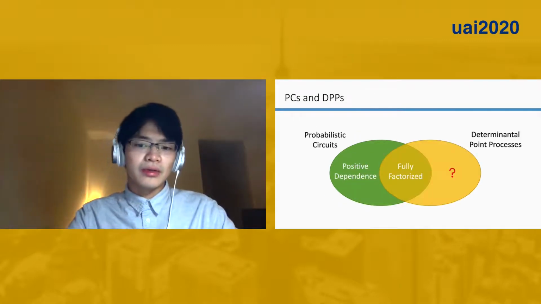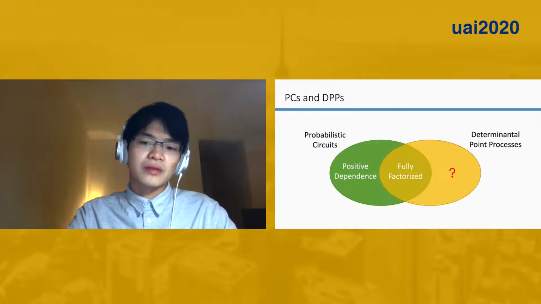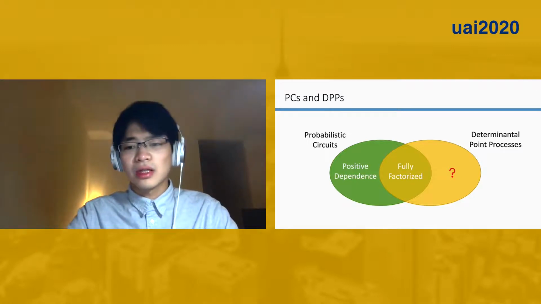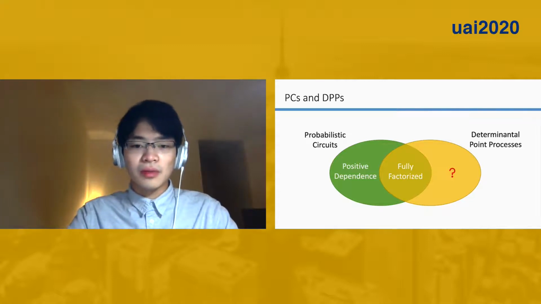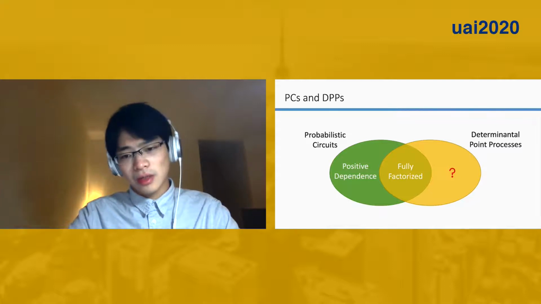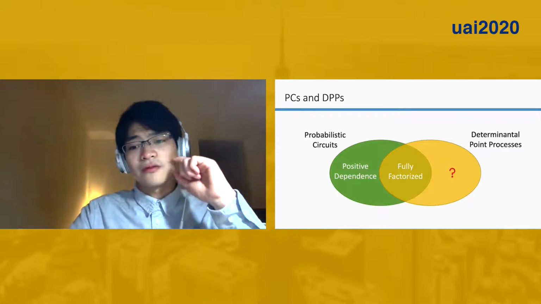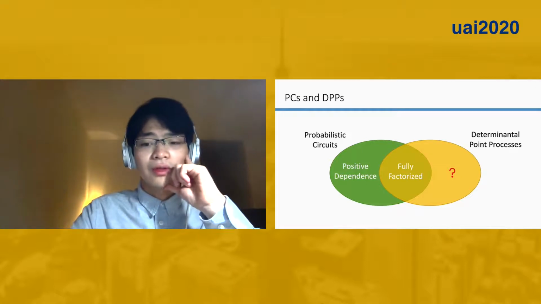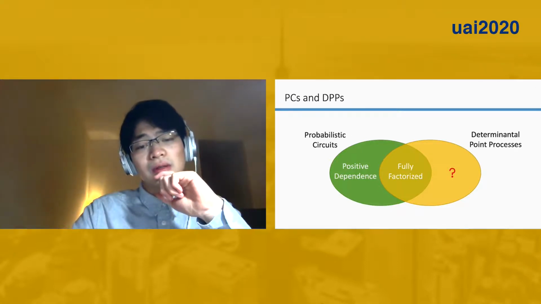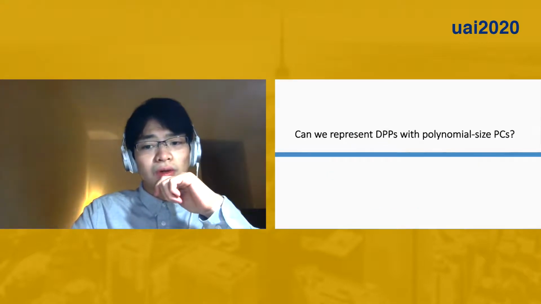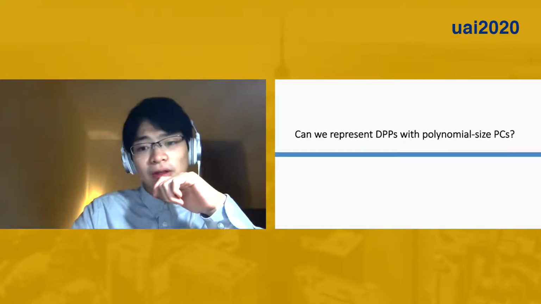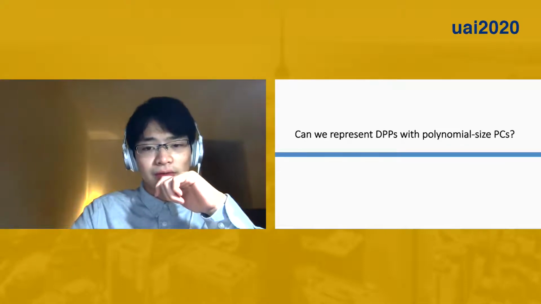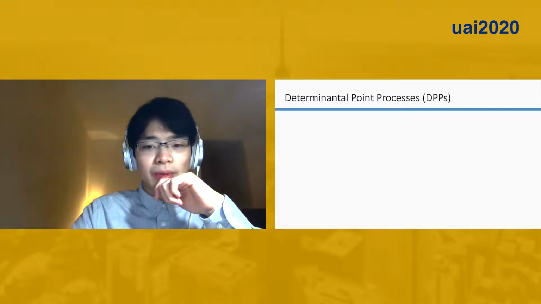So what do we know about this relationship? The green circle represents the set of distributions that can be represented by polynomial-sized PCs, and the yellow circle represents the class of DPPs. First of all, we note that PCs can represent positive dependence, which is impossible for DPPs. Both PCs and DPPs can represent the fully factorized distribution. However, we don't know whether the area marked with a question mark is empty or not. That is, we don't know whether there exists a class of DPPs that cannot be represented by polynomial-sized PCs. This is the main question that we're trying to answer, but before that, we first give a short introduction on both models. So let's start with DPPs.